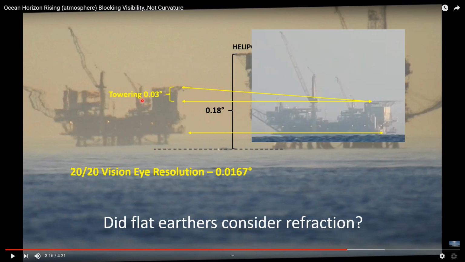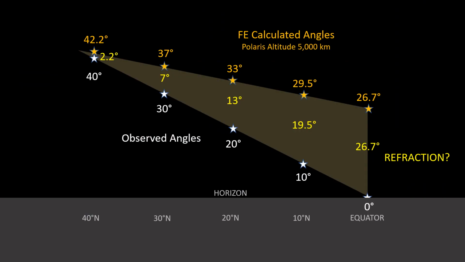So the effects of towering cause this heliport to be stretched up about 0.03 degrees in angular size. And this supported our position that the horizon could also appear higher. But again, the flat Earth community claimed that this was absolutely impossible. But they want us to consider that maybe downward refraction of over 26 degrees is possible.